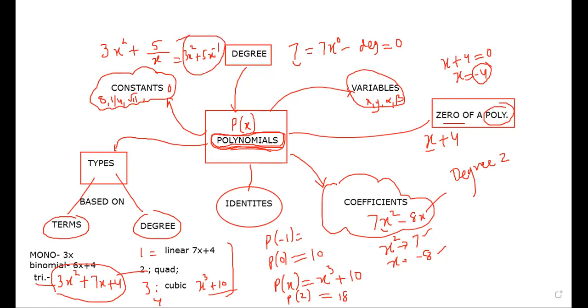Is it a polynomial? No, sir. Why? Sir, because the power became negative. Yeah, power should not be negative. And another condition is that the power should not be in fraction also.